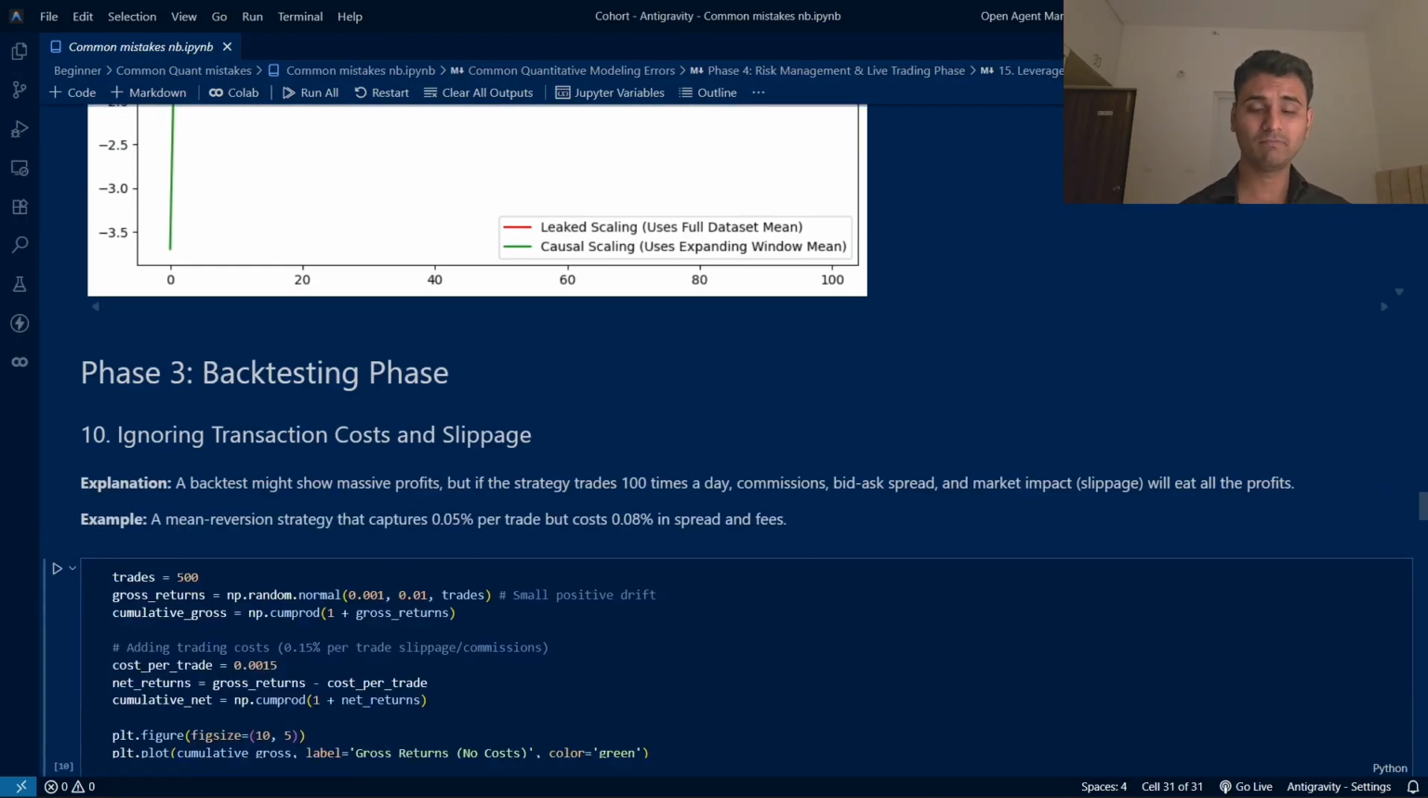Now, coming on to phase 3, ignoring transaction costs and slippage. This can be a devastating blow for lower time frames. By lower time frames, I mean the ones a retail trader can trade on, being 1 minute, 5 minute, maybe seconds time frames, up till 15 minutes or 30 minutes. Let's say your strategy takes about 100 trades a day, and you're not including the commissions. For each trade, let's say you are making 50 cents, or let's say $1, but your commission is 0.1. The commissions, if you're not considering them, are eating away your profits.